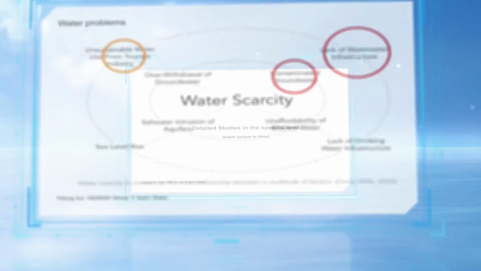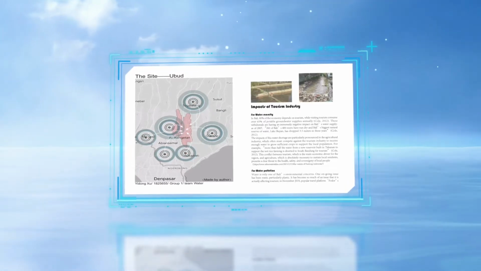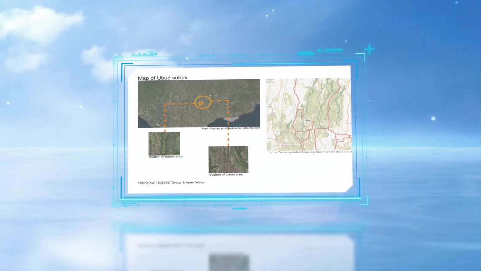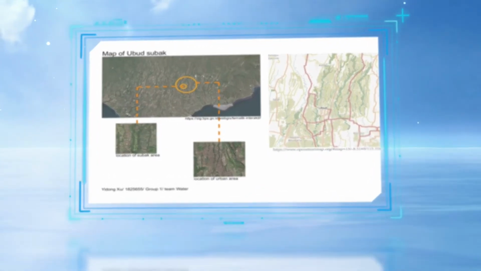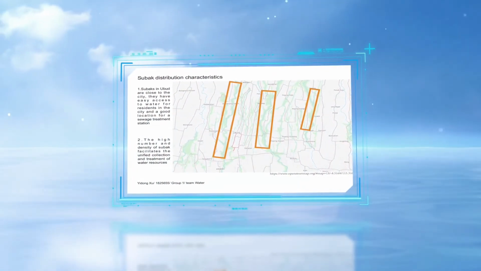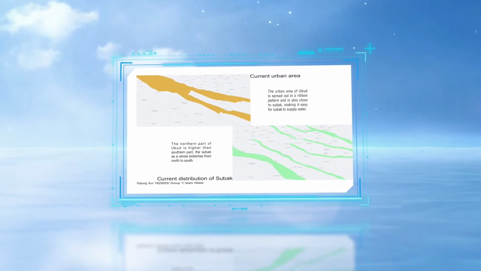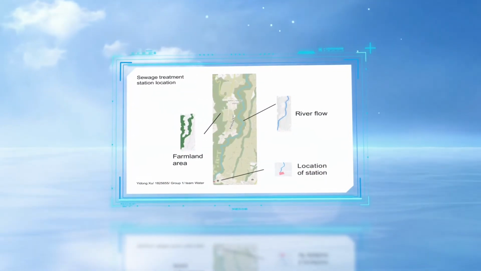The overall carbon emission in Bali maintains a stable situation. However, the increasing number of visitors also brings rubbish that causes water problems such as contaminated groundwater. In the second part, I will introduce detailed studies in a specific area. The overall problem of water is scarcity and pollution. Subaks in Ubud are close to the city. They have easy access to water for residents in the city and a good location for a sewage treatment station. The high number and density of Subak facilities support the collection and treatment of water resources.